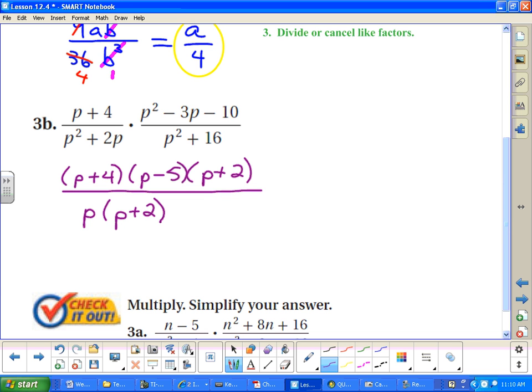What is it? How many p plus 4s do we have? P plus 4 squared. So this right here. That? Ruth's shaking her head no. Why not?